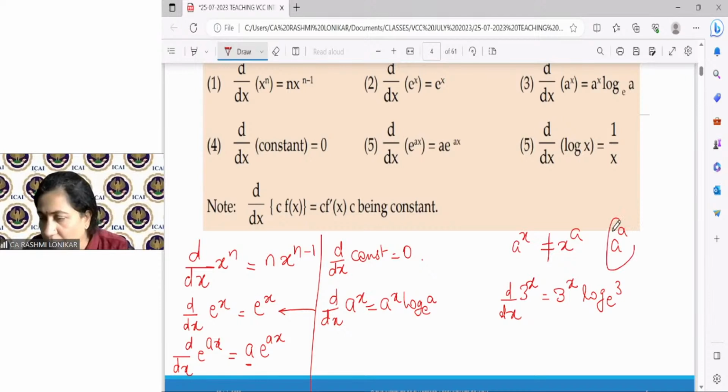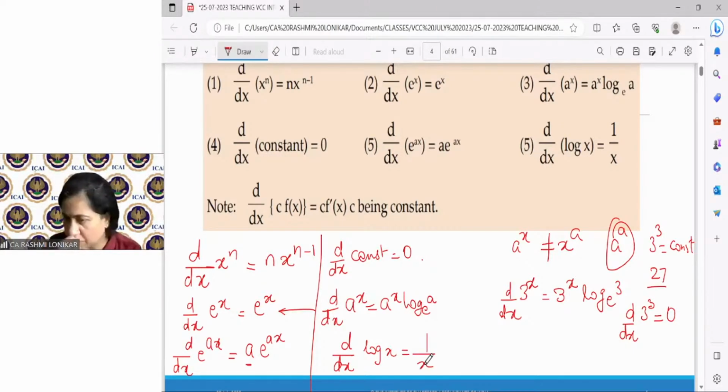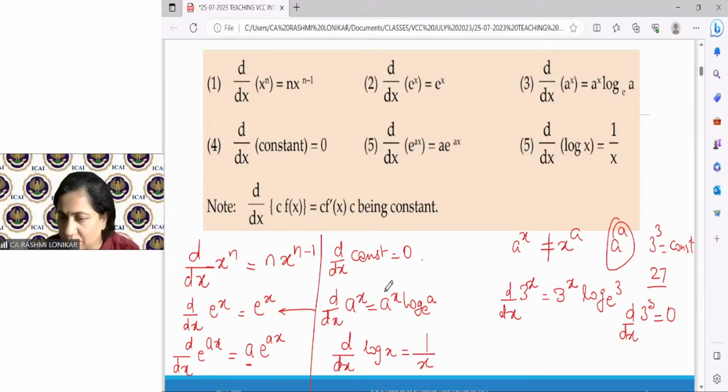Okay. What about this? a raised to a means 3 raised to 3. What is 3 raised to 3? It is a constant, right? 3 3s are 9, 9 3s are 27. So 27 is a constant. So what will be d by dx of 3 raised to 3? It will be 0. Okay. So I hope you are able to understand all these formulas. And the one very important one that we always use, d by dx of log x is equal to 1 upon x. Okay. Clear till now, this formula?